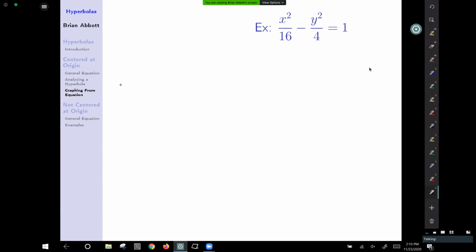All right, another example of analyzing a hyperbola, graphing from the equation. You're given an equation, just find out all the information you can about this thing. And so our example here is, my apologies, y squared over 4 minus x squared.